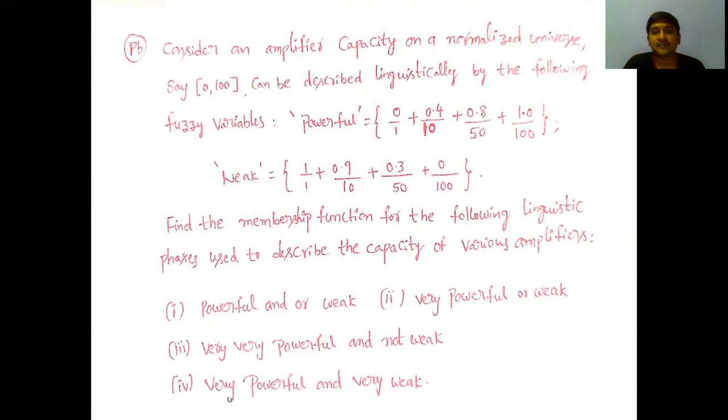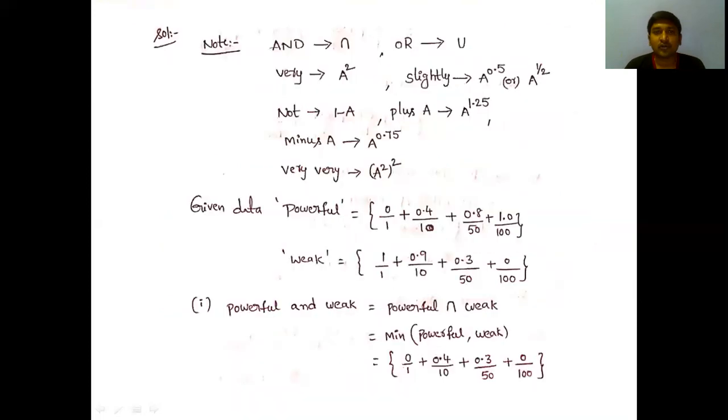So for these membership functions, here we calculate the union, intersection operations and complements like that. So here powerful and or weak, actually it is a wrong question. The actual question is powerful and weak, or powerful or weak, and very powerful or weak. So whenever those type of statements are asked in the questions, we can keep a note. So those are the simple shortcuts.